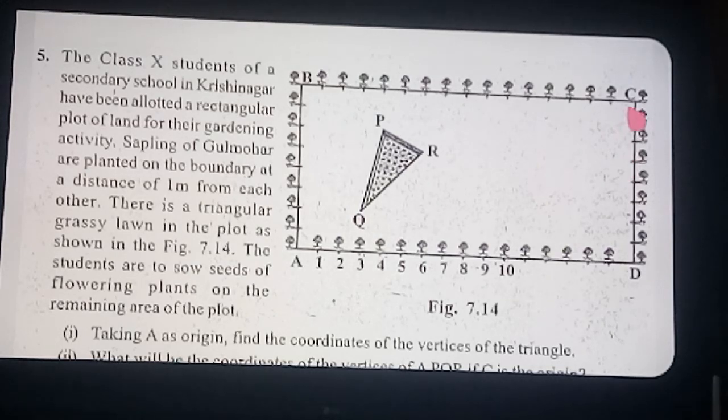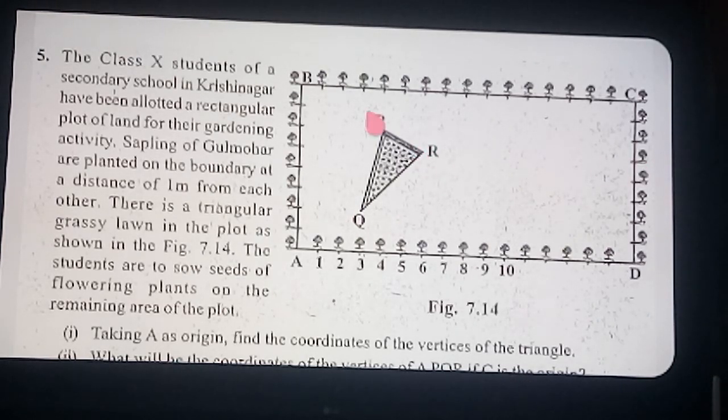So count it. How much will come? 6. Okay. And similarly find out the coordinates of R. Coordinates of R means draw perpendicular to the x-axis, we are meeting here. Okay. Count it. How much is it coming? I hope 10. 1, 2, 3, 4, 5, 6, 7, 8, 9, 10. Okay, 10. And the y coordinate counts 3.